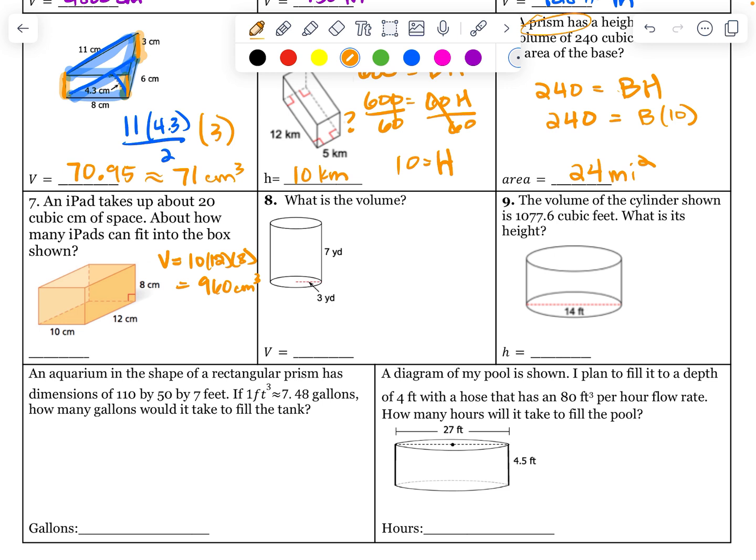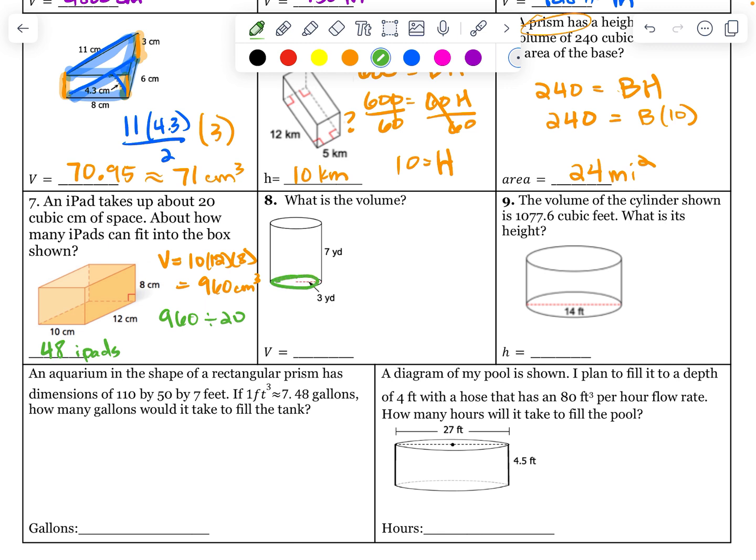But then an iPad takes about 20 cubic centimeters. So how many can I fit in there? We're going to do 960 divided by 20. See how many of these guys can fit. So about 48 iPads can fit in that box. That seems small. Seems like a small box to be able to fit 48 iPads, but Miss Mayhew made a weird problem. That's okay.